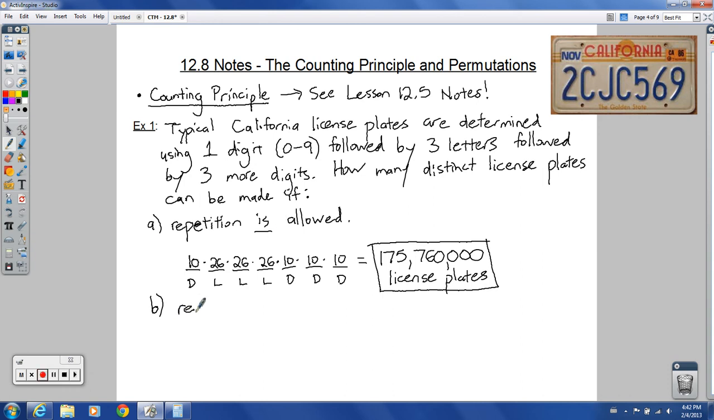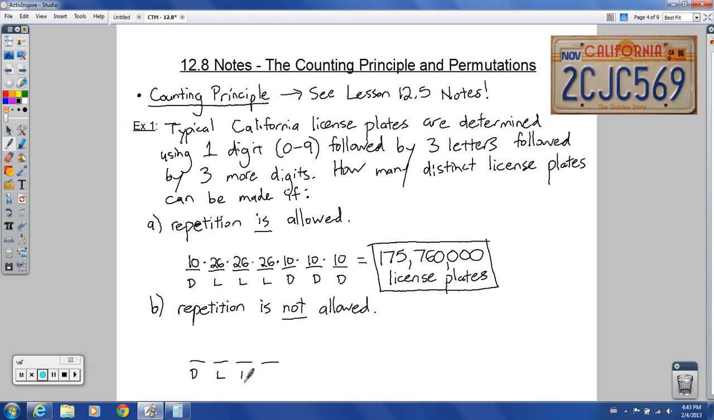So part B, if repetition now is not allowed. So a slightly different problem here. Repetition not allowed. We're going to be taking away some choices now, so you would expect to have a smaller number than what we had here. So let's redo what we did before.